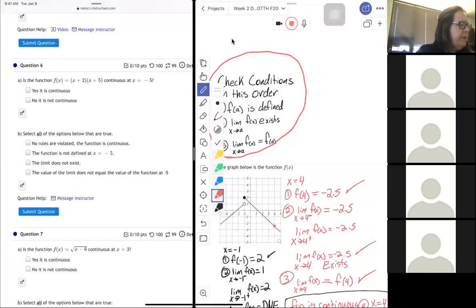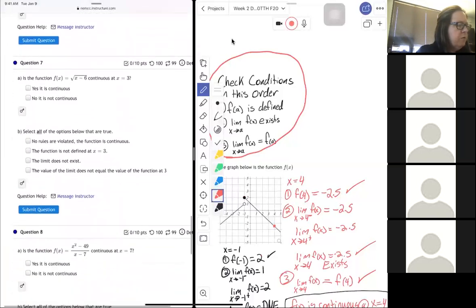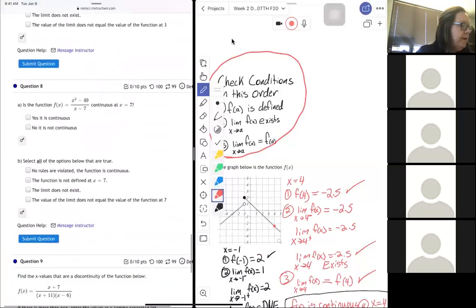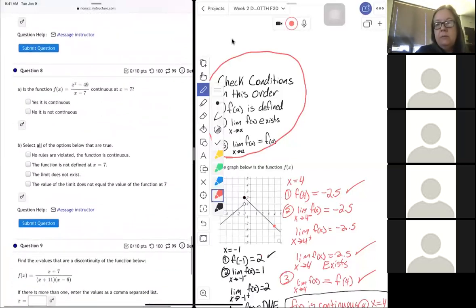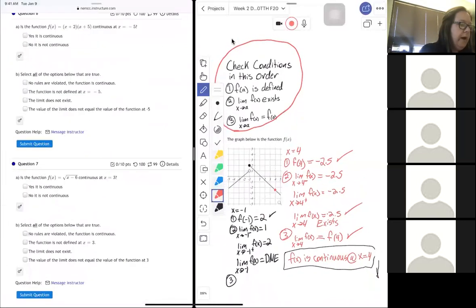Okay. There's a polynomial function. That's the first one, number 6. There's a radical function that has a root, that's number 7. And then you've got a rational in number 8, okay, that you'll work on there too. All right, do you have any questions?